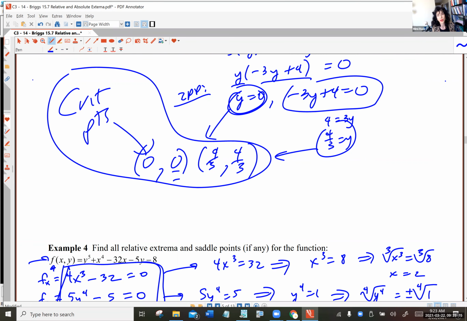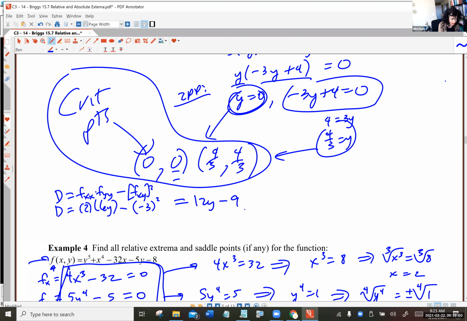And if you at least get your critical points when you're doing one of these problems, I do give some partial credit. So I'm so happy you were able to get the solutions to the nonlinear system. I give you something. Now, do the D test. So now you've got to get your D. What's fxx times fyy minus fxy squared? Well, when I get my second partial fxx, I just get a 2. And then fyy is 6y. And then fxy is negative 3. So I square it. So my D is 12y minus 9.